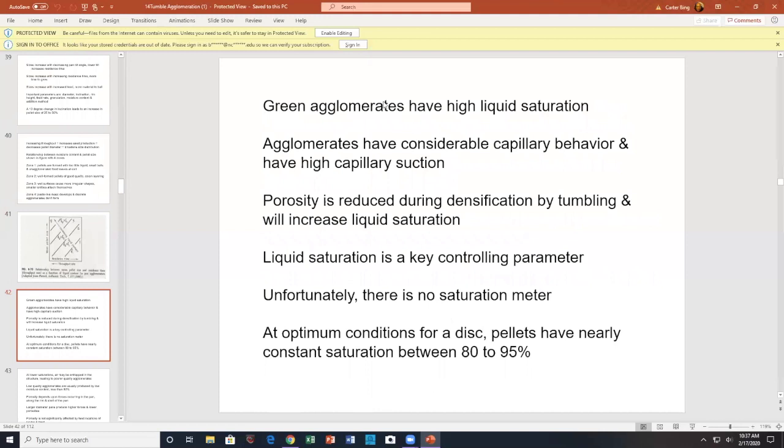Green agglomerates have high liquid saturation, right? Basically, you want to get rid of the liquid so they can dissolve, dissolvability. They can have considerable capillary behavior and high capillary suction. Porosity is reduced during densification by tumbling, which will increase liquid saturation. Liquid saturation is a controlling parameter. Unfortunately, there's no saturation meter. Under optimum conditions, pellets have nearly constant saturation between 80 and 95%.